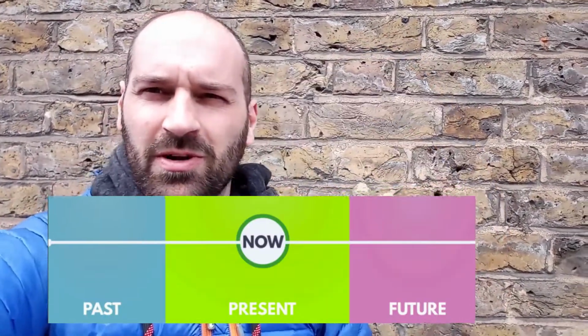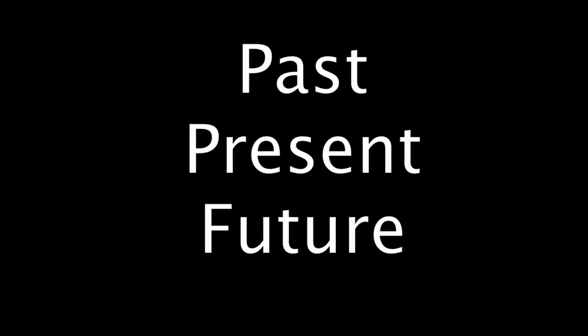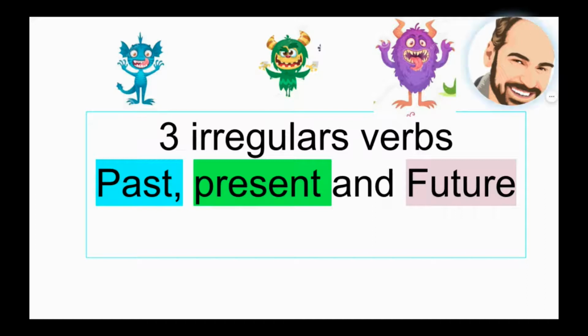Today, we are going to learn these three irregular verbs in three tenses: the past, the present, and the future. As you can see here, you will follow this timeline, and we are going to learn to talk about all three verbs in Spanish. Today, vamos. These three irregular verbs are really common in Spanish, and you need to learn how to use them in the past, the present, and the future, especially when you talk about yourself. And that's what we're going to do today.